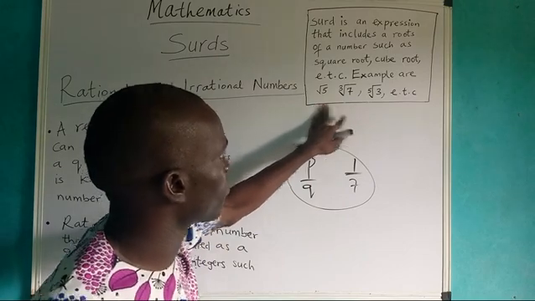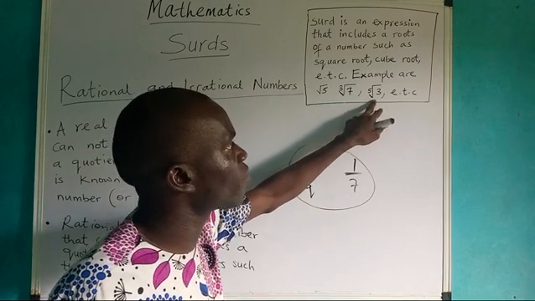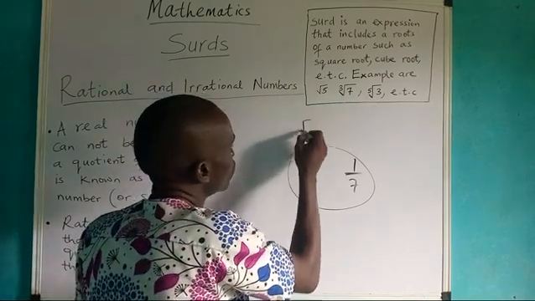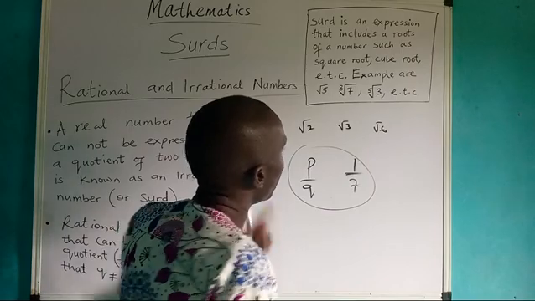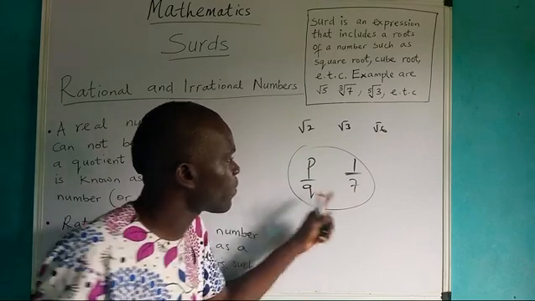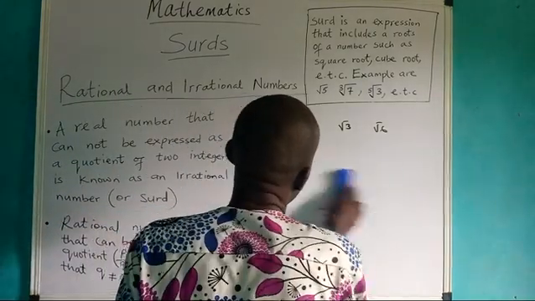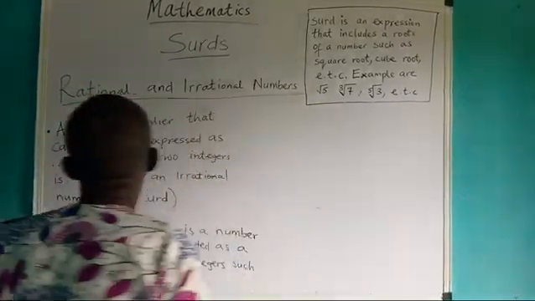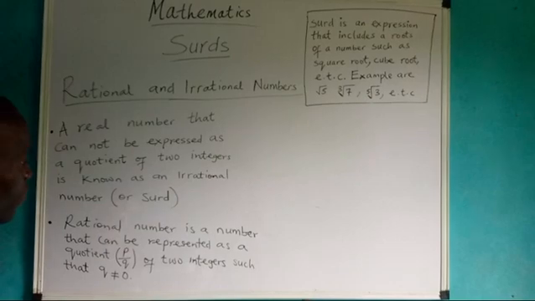Look at some few examples here. The square root of 5, the third root of 7, the fifth root of 3. We can also have the square root of 2, the square root of 3, the square root of 6. All these cannot be expressed as a decimal or as a fraction. Okay, now let me represent this 1 over 7 as a fraction. Remember I told you that a real number that cannot be expressed as a quotient, as a fraction of two integers, is simply called an irrational number or surd.